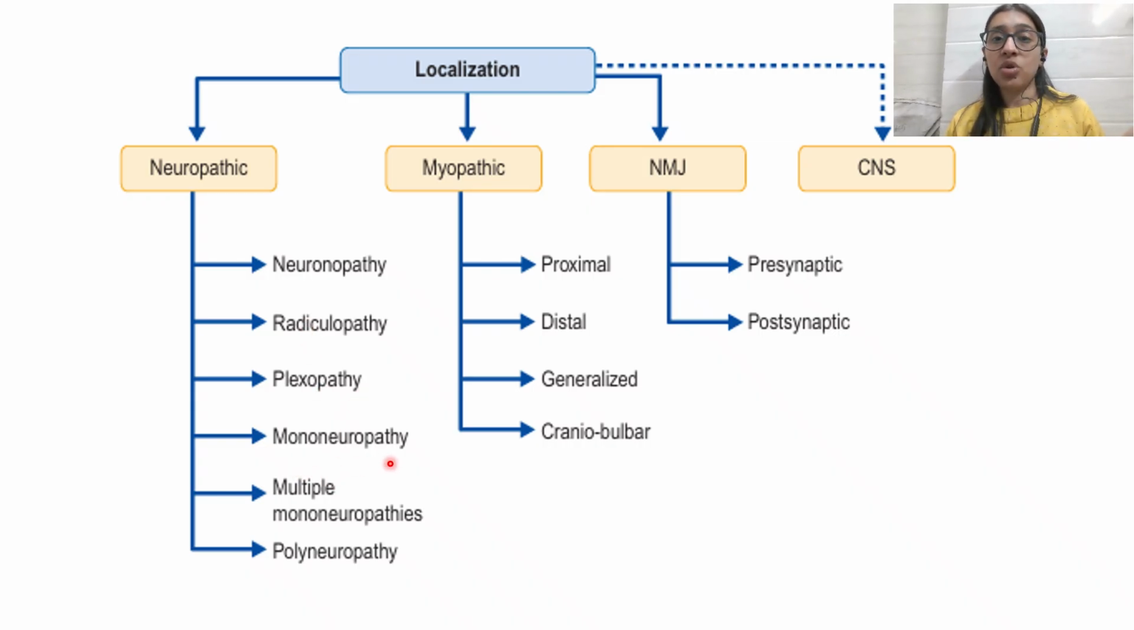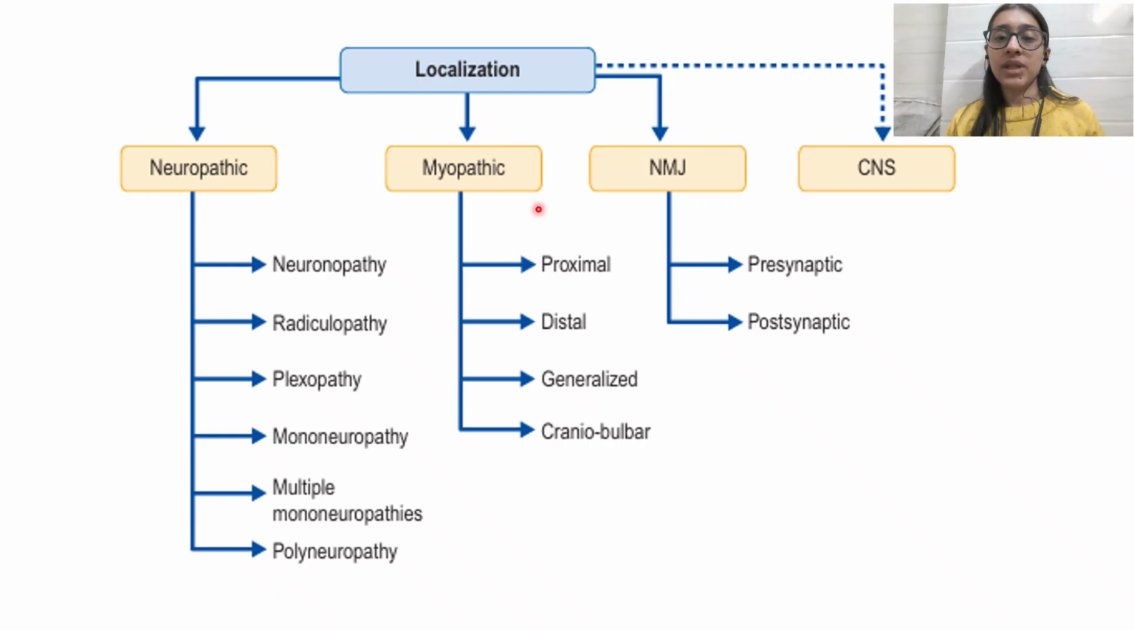Or it is a mononeuropathy, meaning one single nerve has pathology. Multiple mononeuropathies means various nerves are involved but with asymmetry and varying spatial and temporal features. Or it is a polyneuropathy, meaning all the nerves are affected.